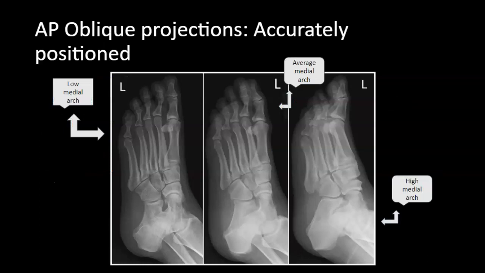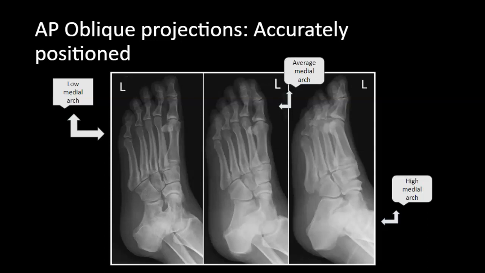I wanted to provide to you a couple different projections of patients with different medial arches. The first one is representative of a low medial arch. And when you have a patient with a low medial arch, that degree of obliquity for the foot of 30 degrees may be sufficient to free that cuboid up of superimposition.